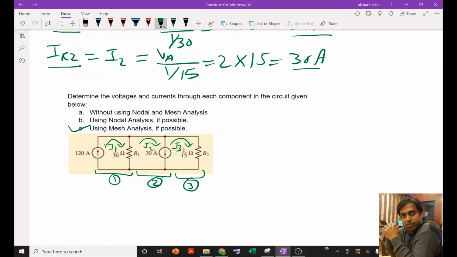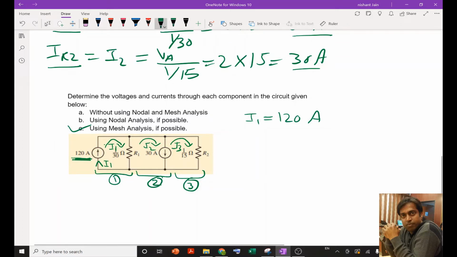Now from the first loop, I can see that in this leftmost branch the current that is flowing is I1, and since we have a current source of 120 ampere, it indicates that the value of I1 is 120 ampere, right? So without writing the KVL, I simply get the value of I1 as 120 ampere.